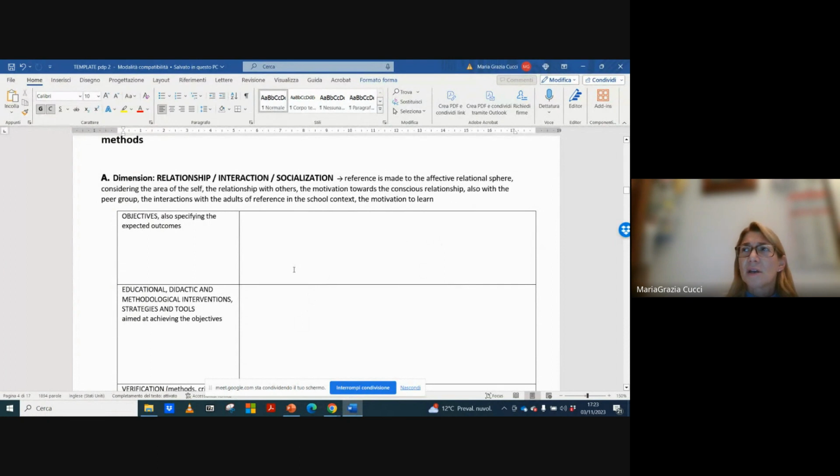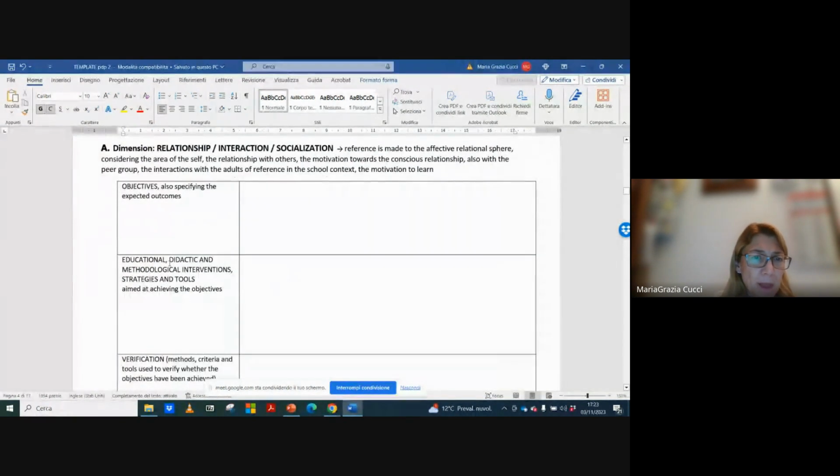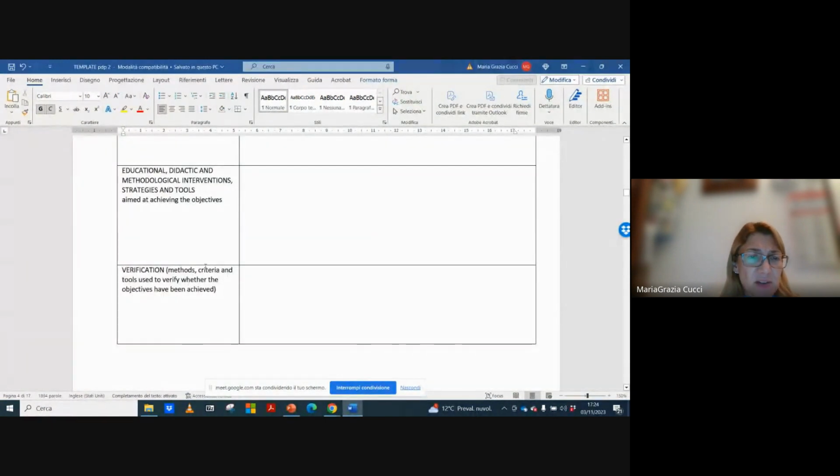Objectives, also specifying the expected outcomes. Relate in a positive manner with classmates. Expected outcomes: not to create a bad situation during the class or at the end of the class. Educational, didactic, and methodological intervention, strategies, and tools. Here we can put some ideas of strategies, what we would like to do in order to overcome the problems and to succeed in achieving the outcomes. And then we put verification methods, criteria, and tools used to verify whether the objectives have been achieved.